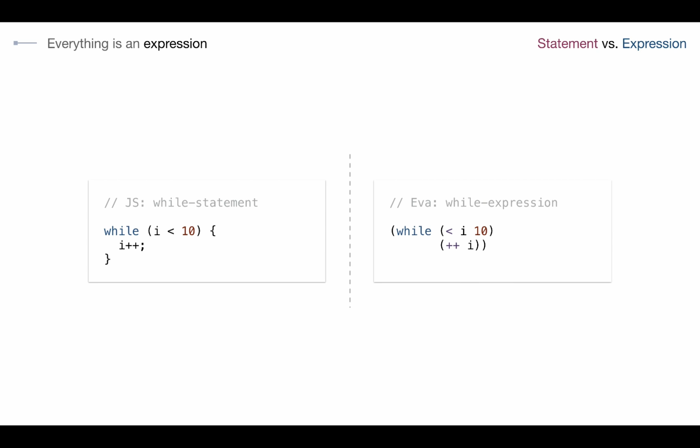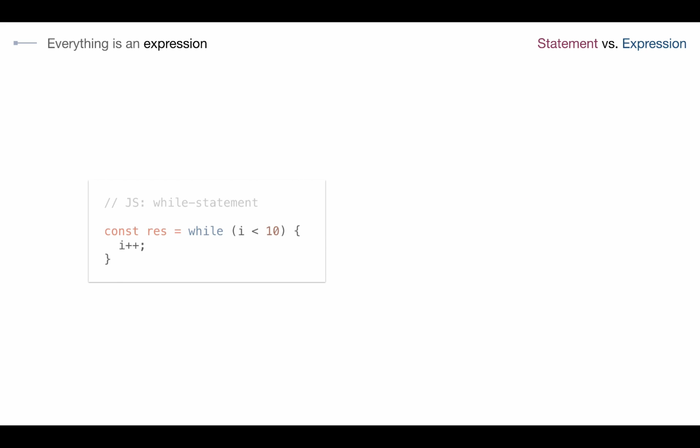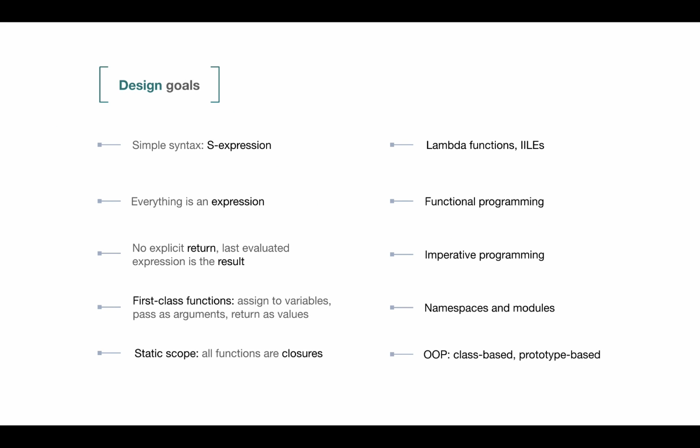In contrast, we said that in Eva, everything will be an expression, including the while loop. At first glance, there's no difference here, but an expression, in contrast with a statement, produces a value. What this means is that it is not possible to assign the result of a while loop in JavaScript to a variable. There is not even a value of a while loop. But it will be pretty legal and actually normal in Eva. We can calculate some value in the while loop and assign it directly to a variable. And as in many functional programming languages, we will not have an explicit return statement. Instead, the last evaluated expression will be the result of the whole evaluation.